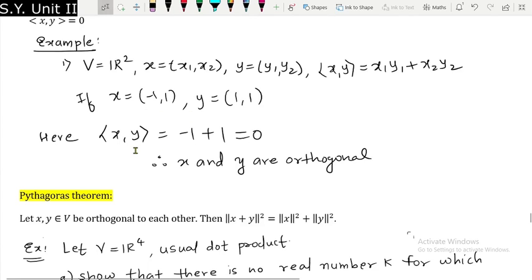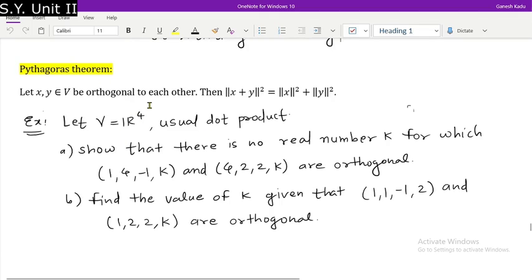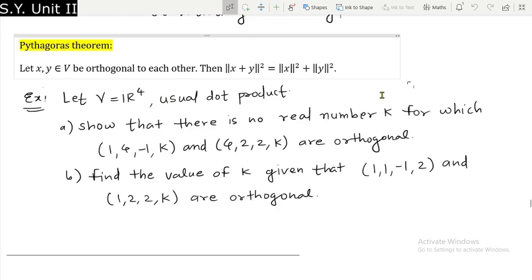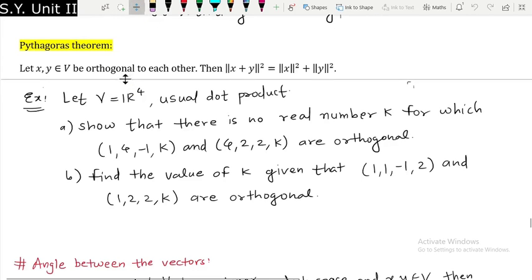So this orthogonality totally depends on what the inner product is on our inner product space. Now depending upon this, there is the Pythagoras theorem. The statement of the Pythagoras theorem says if x and y are orthogonal to each other, then norm of x plus y squared is equal to norm of x squared plus norm of y squared, and this is very easy to prove. Can you see the proof, how to prove it?